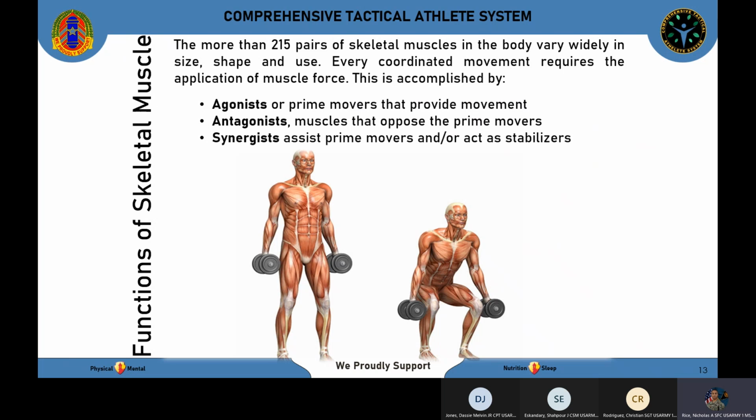Your antagonists oppose the primary maneuver, but in a good way. And an understanding of this is also critical. Consider you flexing your elbow, right? You bending your elbow.